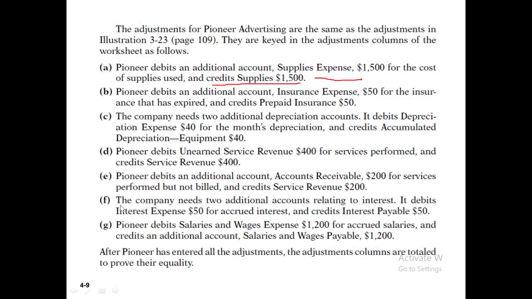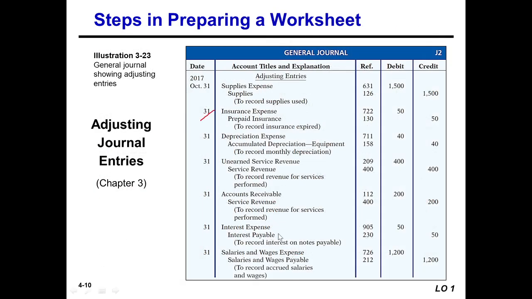Number F, the company needs two additional accounts relating to interest. It debits interest expense for accrued interest and credits interest payable 50. So interest expense debit and interest payable credit 50.